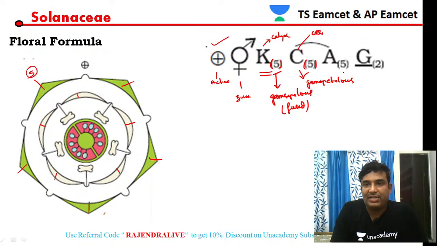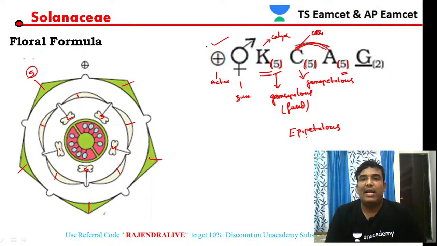Then you see the androecium. The number of androecium you can count here: 1, 2, 3, 4 and 5. So 5 stamens are present, and they are in a fused state, in association with the corolla. They are fused with the corolla actually. That is the reason a dash mark was given. Such a condition is called epipetalous. We will discuss the same thing. So stamens fused with the corolla is called epipetalous condition.